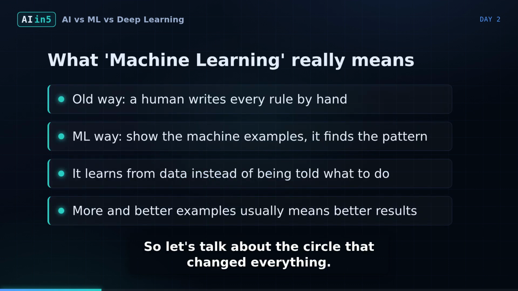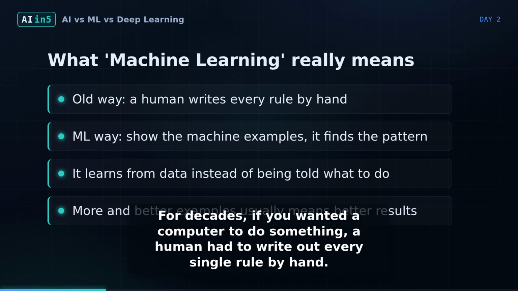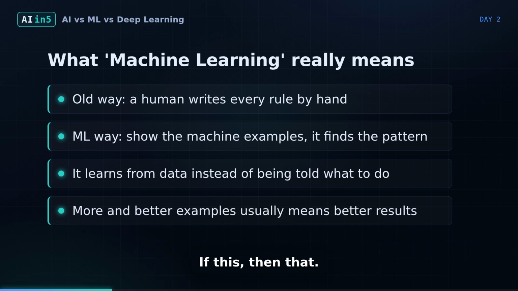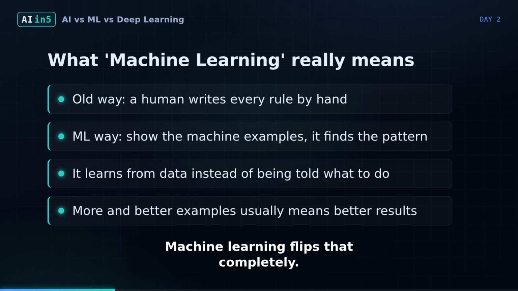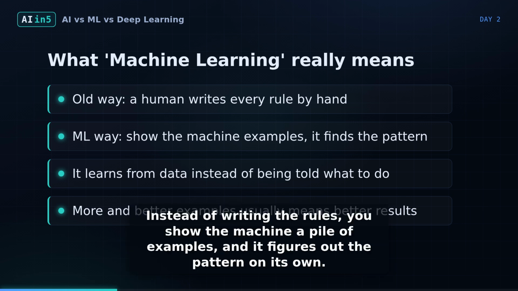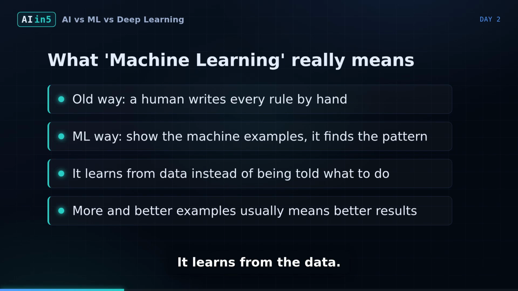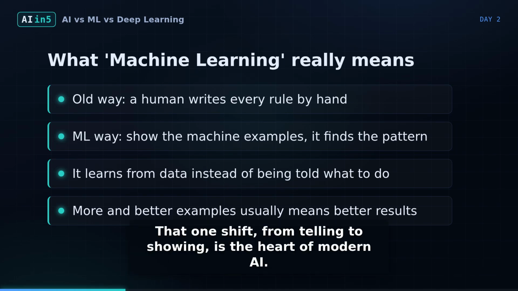So let's talk about the circle that changed everything. Machine learning. For decades, if you wanted a computer to do something, a human had to write out every single rule by hand. If this, then that. Spelled out, step by step. Machine learning flips that completely. Instead of writing the rules, you show the machine a pile of examples, and it figures out the pattern on its own. It learns from the data. That one shift, from telling to showing, is the heart of modern AI.